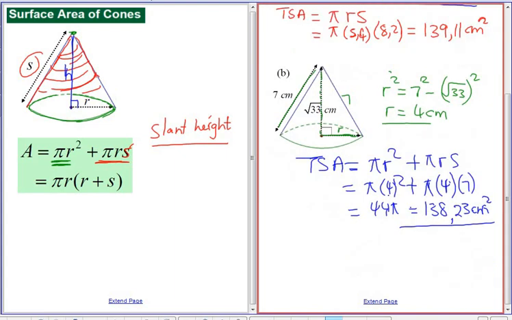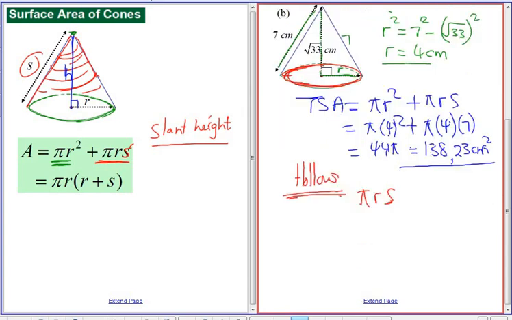Okay, so it's that simple, you see. It's something that you can easily do. And just to reinforce the fact that it may be hollow, if you are told it's open somewhat here, or maybe it's sitting on top of something, then you won't have to calculate this bottom part. So you will just have to say pi r s. So you have to listen to each question. Each question will give you its own conditions, and you just have to be careful.